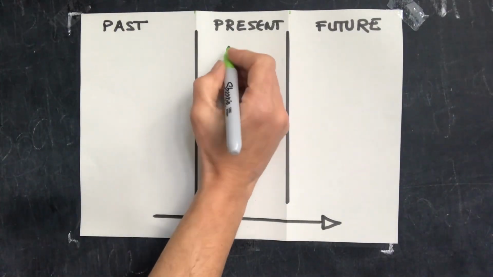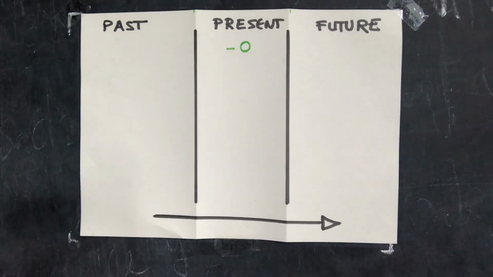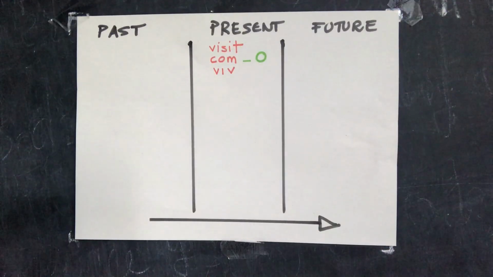Let's get started with the present. The I ending in the present is O, no matter the group of the verb that you are conjugating. Visitar, comer, and vivir will become visito, como, and vivo, removing the last 2 letters from the infinitive and adding the O.